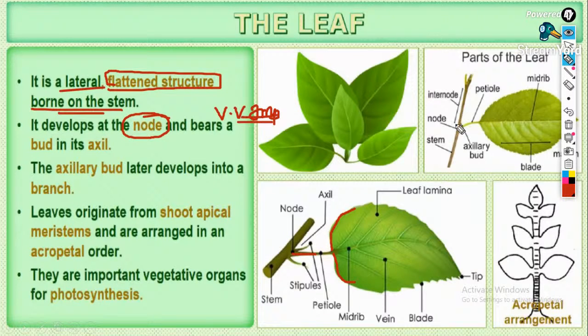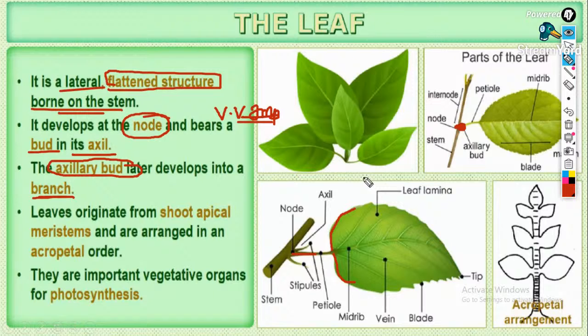Suppose this is the node. I'll show you originally after the class; I'll put the video message in the group. So this is the node, and through the node a new leaf would arise and bears a bud in its axil. The axillary buds will later develop into branches.